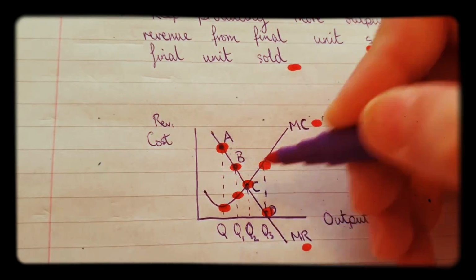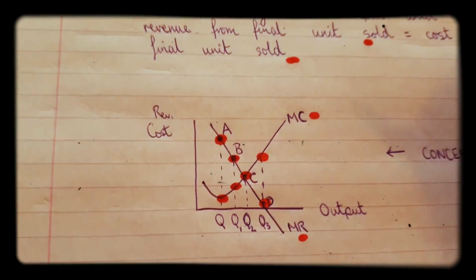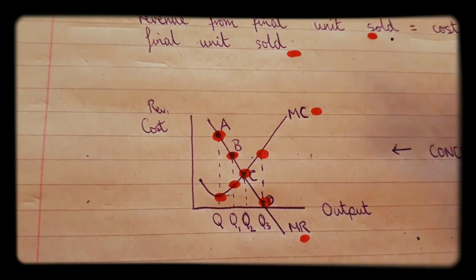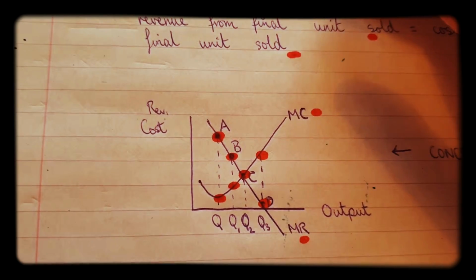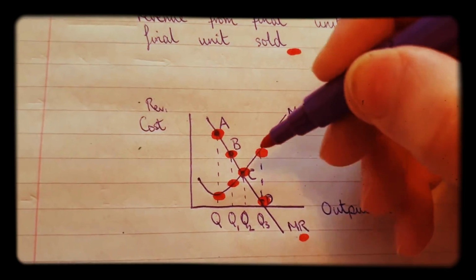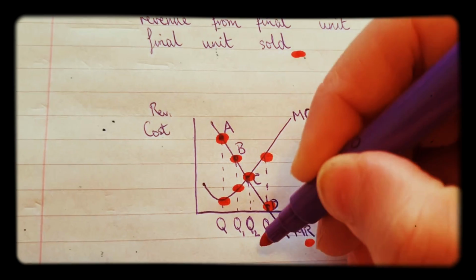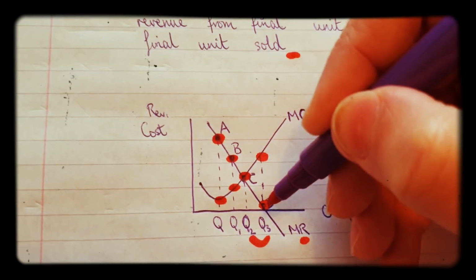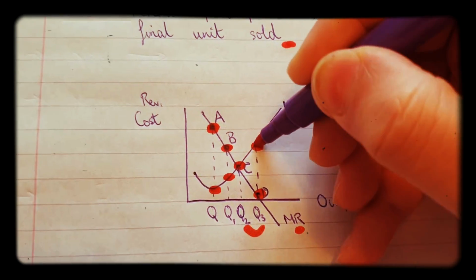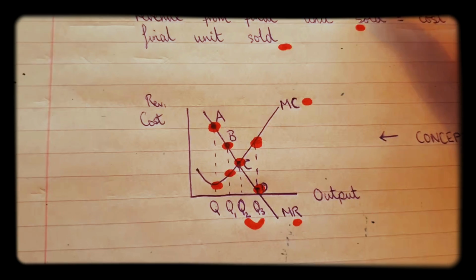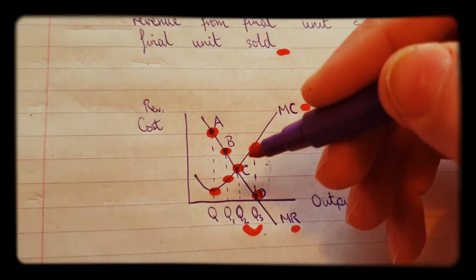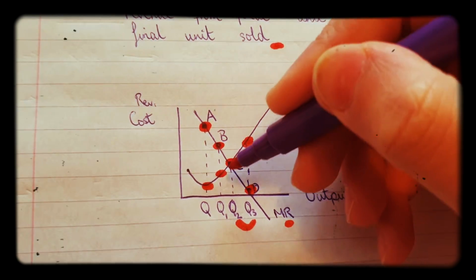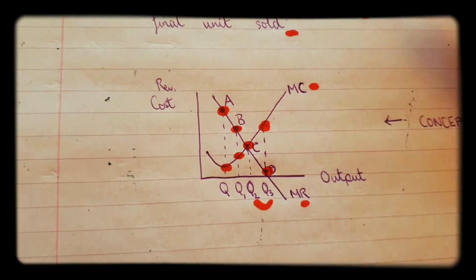They get to point C. At point C, the revenue made on the final goods sold is equal to the cost of the final goods sold. If the entrepreneur wishes to continue producing even more output, let's say from Q2 to Q3, as you can see now, the revenue is actually below the cost on the final goods sold. So the entrepreneur is actually making less profit at point D, and they should stay at point C because that's where they maximize profit.